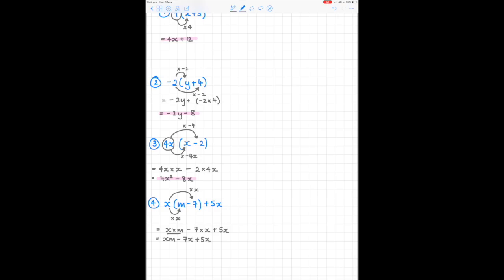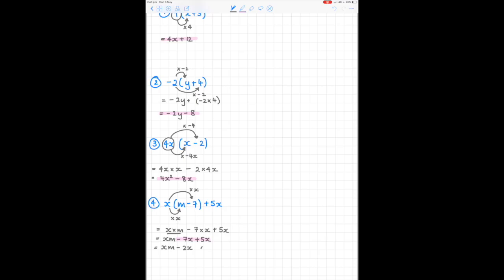Now, the important thing is we need to identify any like terms, so this is something we haven't come across in the previous examples. So we've got xm or mx, which has no like terms in this expression, but what we do have is negative 7x plus 5x. So let's simplify that. So negative 7 plus 5, just looking at the coefficients, is equal to negative 2. Because they are like terms, due to the pronumerals being x, we write this as xm minus 2x.